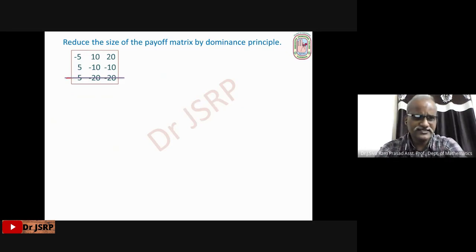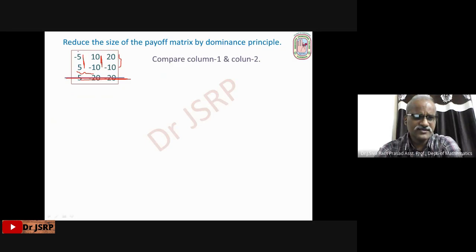So by deleting this third row, we have only this resulting game, that is a 2 by 3 game. So you have to compare the columns. This is the first column and this is the second column. We have to compare these two columns first. So compare column 1 and column 2.